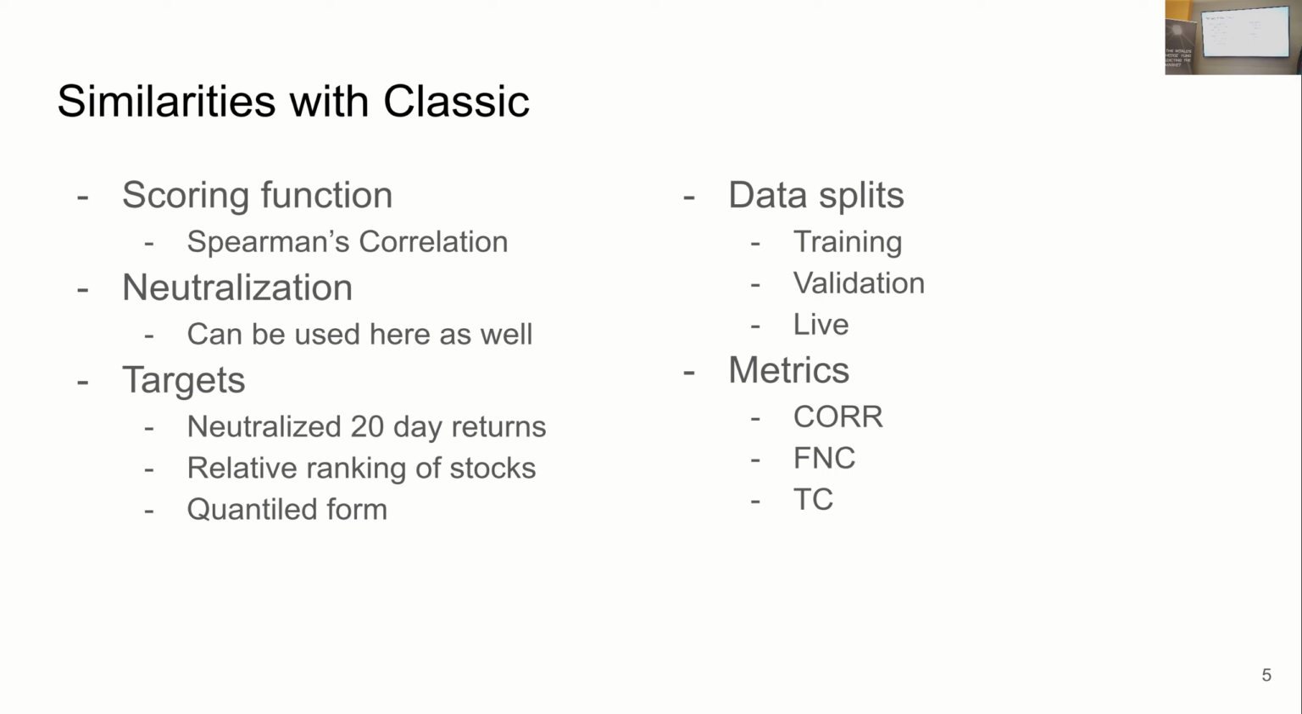But how it differs is the data. For classic, we use the provided data, and for signals, we bring our own data and we generate features. This is how the targets look, in the range of 0, 0.25, 0.5, 0.75, and 1. If I'm not wrong, 1 means we want to go long on that, and 0 means we want to go short.